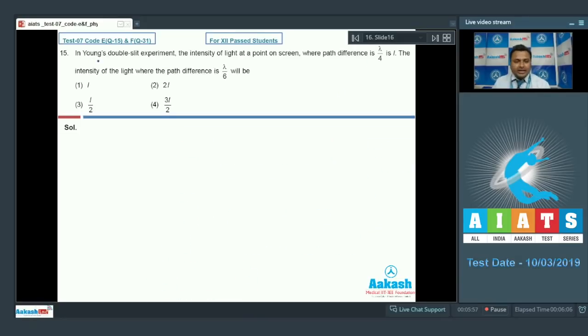Here is question number 15. In Young's double slit experiment, the intensity of light at a point on the screen where the path difference is lambda by 4 is I. The intensity of the light wave where the path difference is lambda by 6 will be what? Now we know the expression for the intensity of the resultant wave is given by 4 times I naught multiplied by cos squared phi by 2, where phi is the phase difference between the interfering waves.